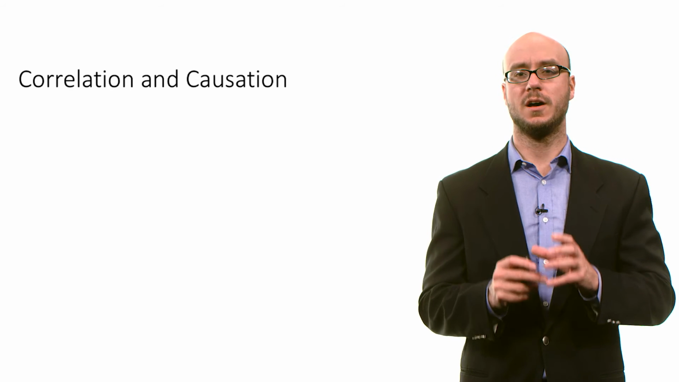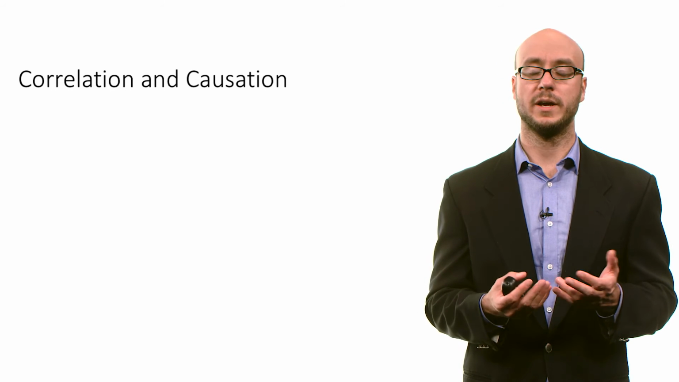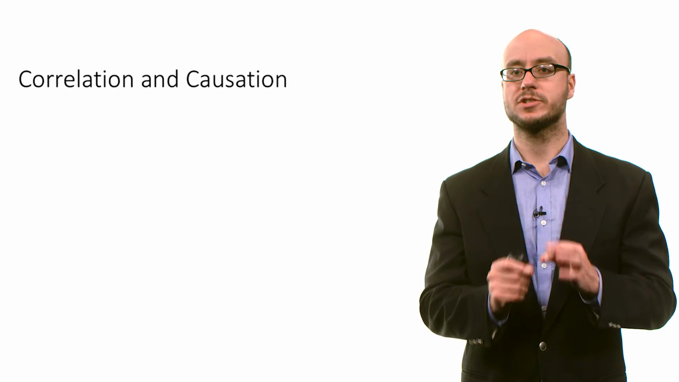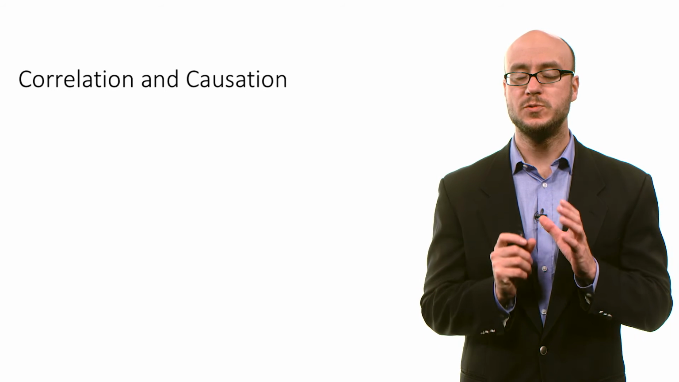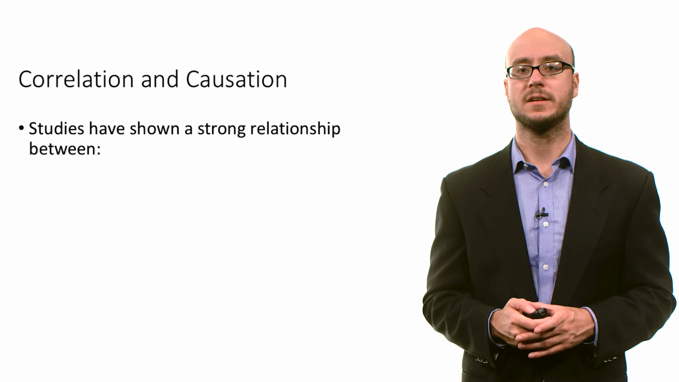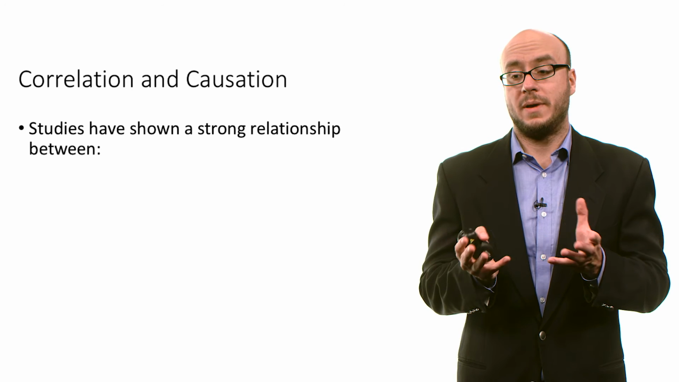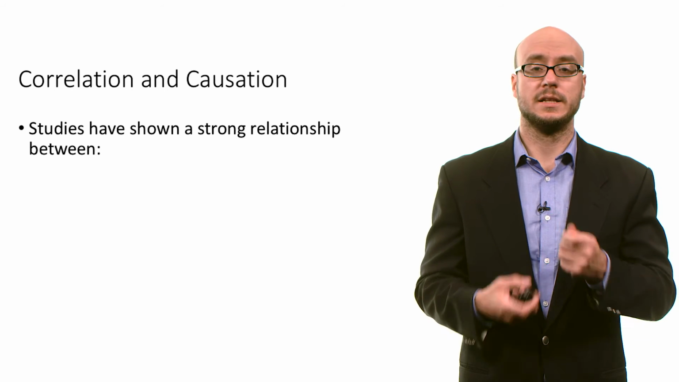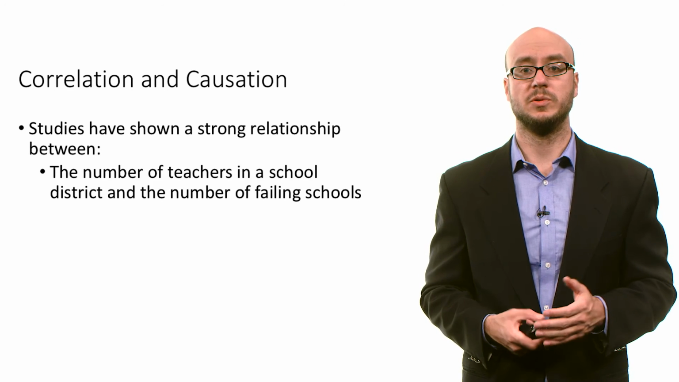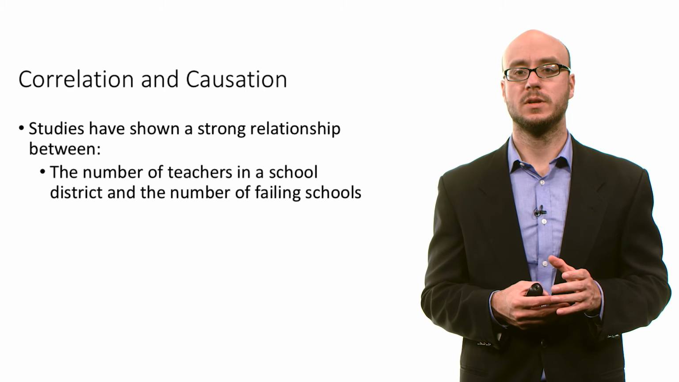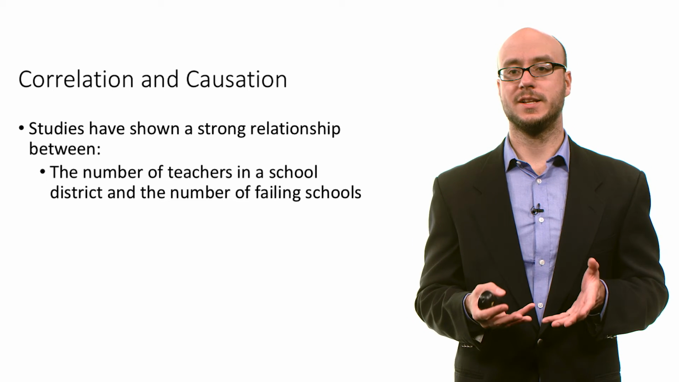Another limitation of correlation and, in a similar way, covariance, is that they are measures of association. Right? They do not tell you cause and effect. Right? So if you look at past studies, we know that there's a strong linear relationship based on correlation between the number of teachers in a school district and the number of failing schools.